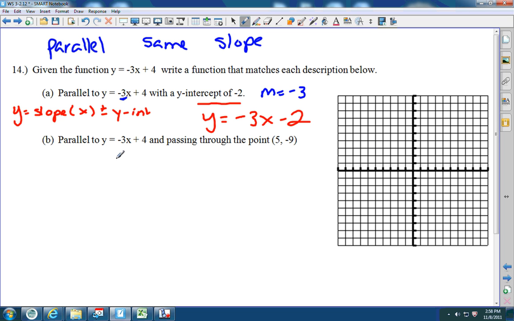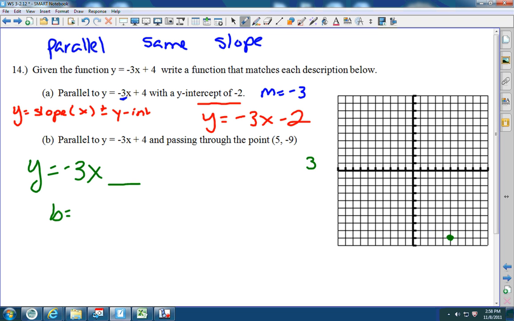The next one. Write an equation that's parallel to this equation, but passes through 5, negative 9. Well, I know my equation is going to start off y equals negative 3x. I just need to find the y-intercept. That's what I'm missing. So I need to know what b is. One way I can do this is go plot the point 5, negative 9. 1, 2, 3, 4, 5, and down, 1, 2, 3, 4, 5, down to negative 9.